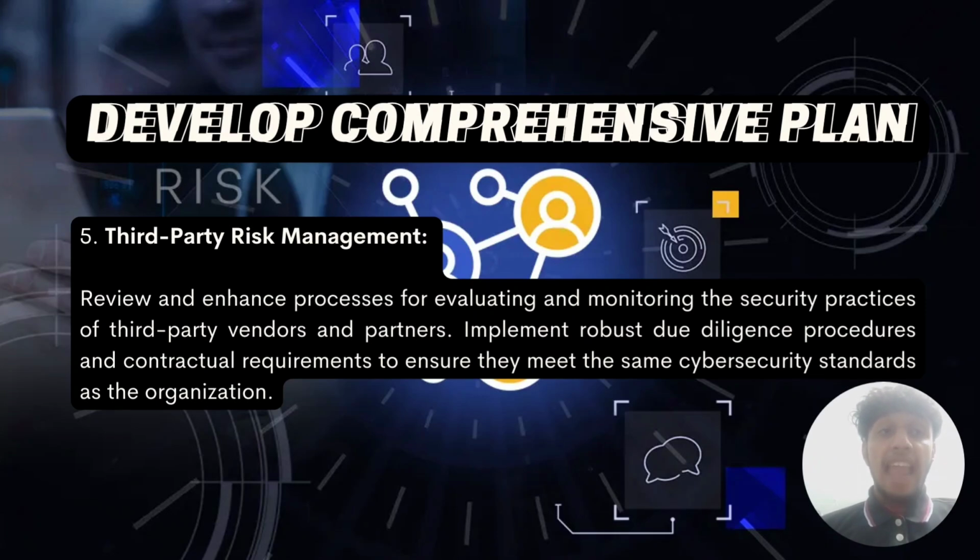Now I'm going to talk about the fifth developed comprehensive plan, which is third-party risk management. So review and enhance processes of evaluating and monitoring the security practices of third-party vendors and partners. Implement robust due diligence procedures and contractual requirements to ensure they meet the same security standards as the organization.